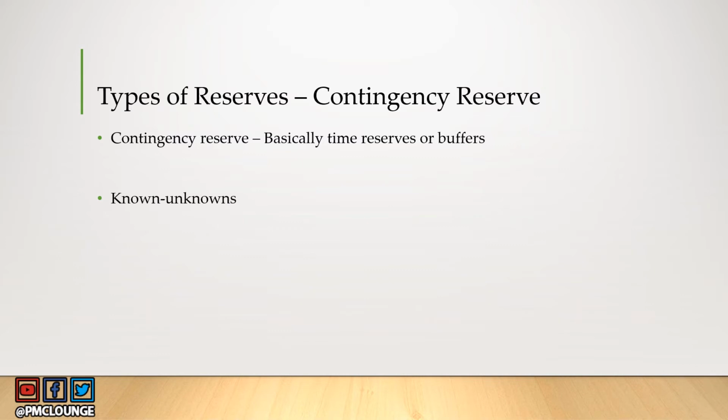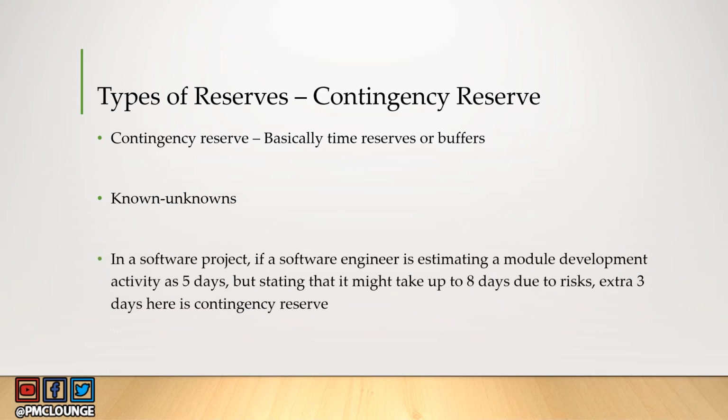And this is why it is also known as known unknowns. So you know that there is a risk, but you don't know whether it is going to materialize, and if it materializes, what you're going to do. That is the unknown zone of such risks.